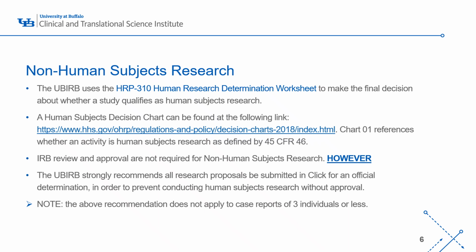The link in the bullet point below includes a human subjects decision chart. Chart 1 references whether an activity is human subjects research as defined by the government regulations, 45 CFR 46.